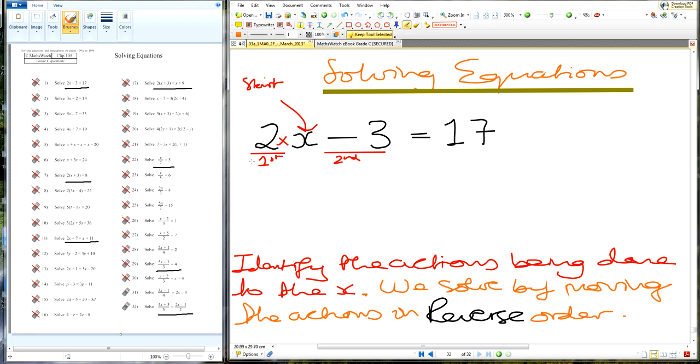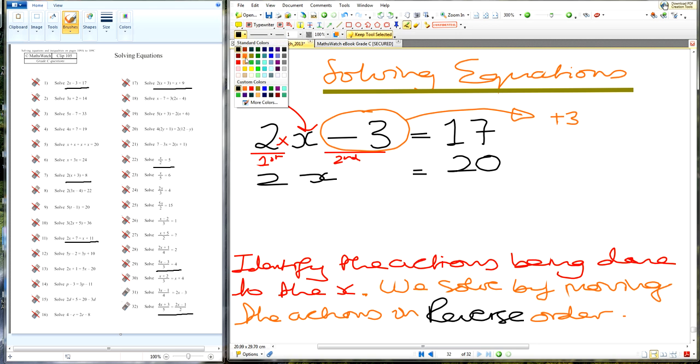So the first action is times by 2. Second action is minus 3. Once we identify the order of the actions, which action shall I move first, the times by 2 or the minus 3? Well done. We move the minus 3. Opposite of minus 3 on the left hand side is plus 3 on the right hand side. So we have now 17 plus 3, which will give us a nice and lovely 20. The 2x is still there on the left hand side, so that hasn't changed.